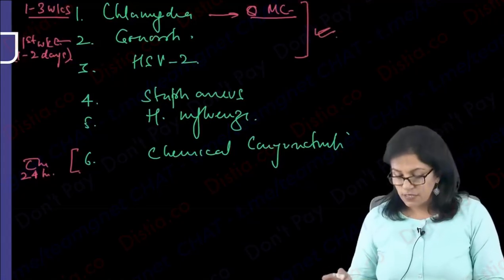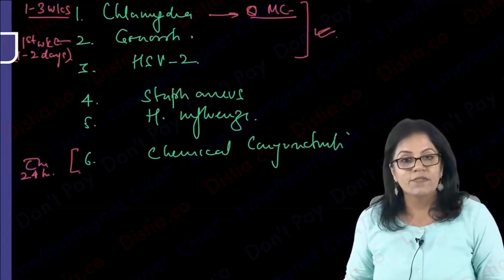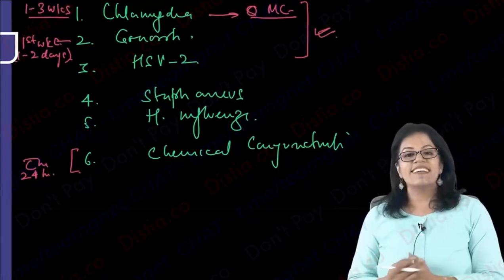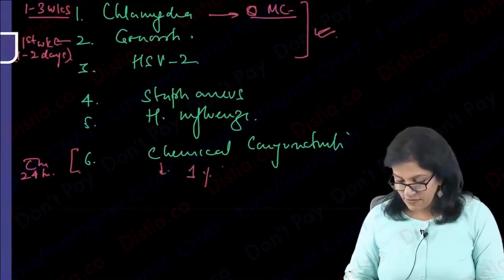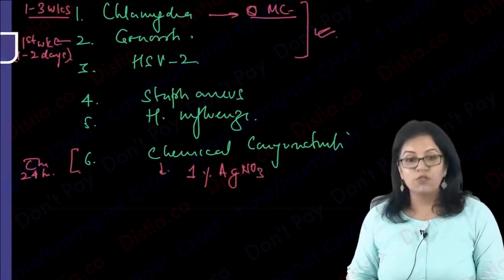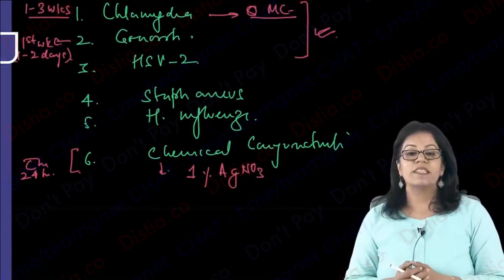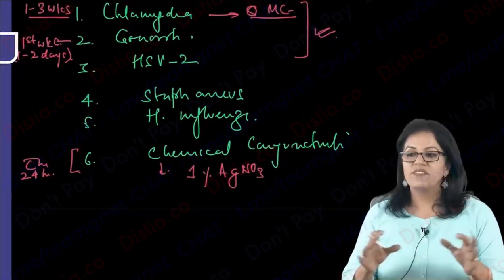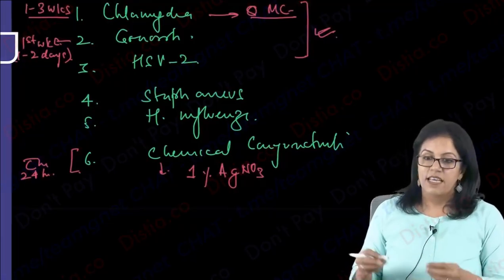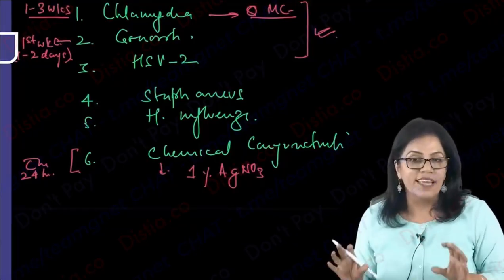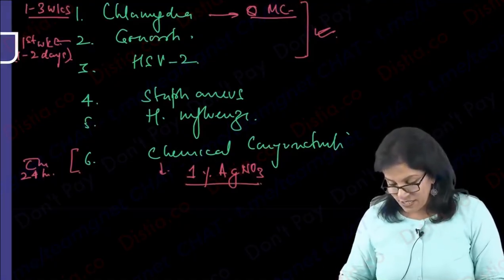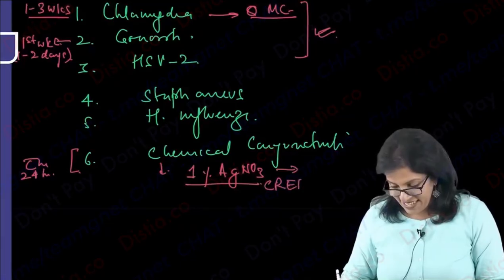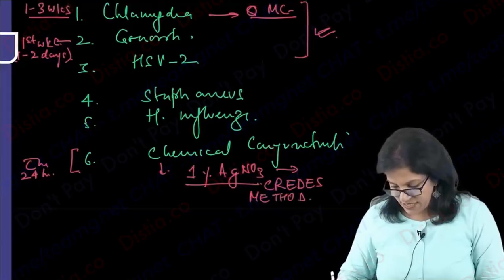But yes, it could be other causes like staph and H. influenzae. And chemical conjunctivitis is again asked in the exam, is due to, we all know, 1% silver nitrate, which is given to prevent gonorrheal conjunctivitis if the mother is already infected. Not in every child, but if the mother is already infected, 1% silver nitrate is put in both eyes to prevent gonorrheal conjunctivitis. This method of prevention is what is called Credé's method. Right? So this is also important in a Q.